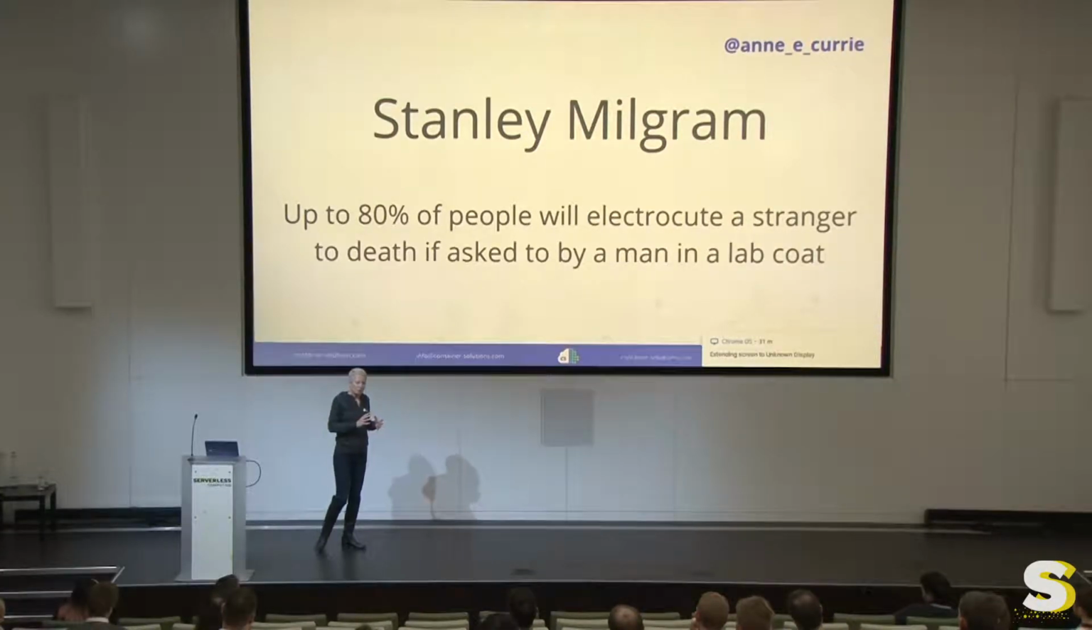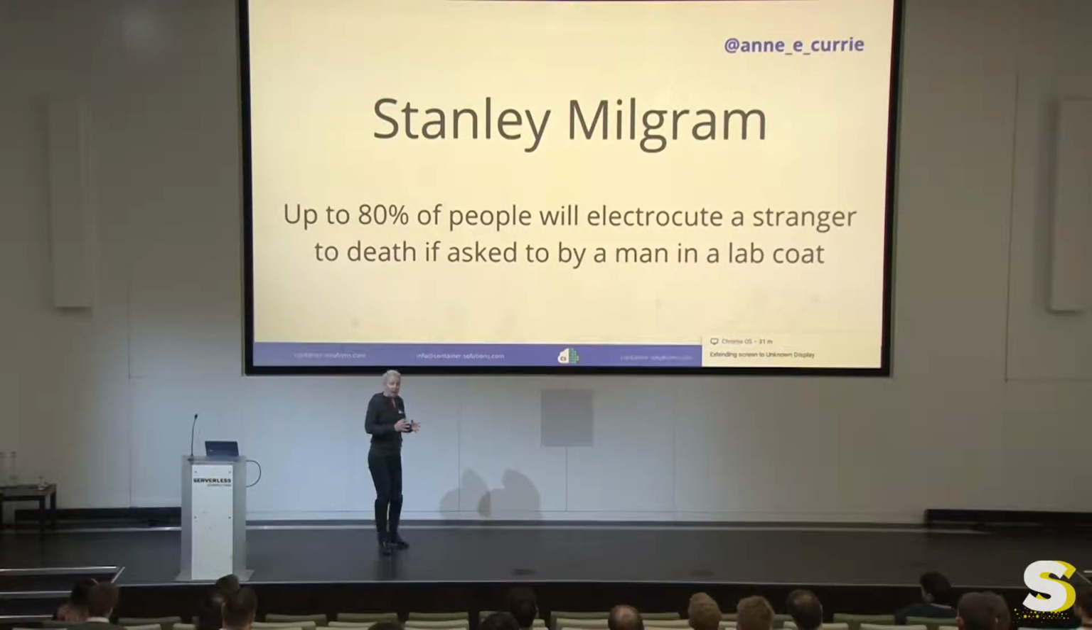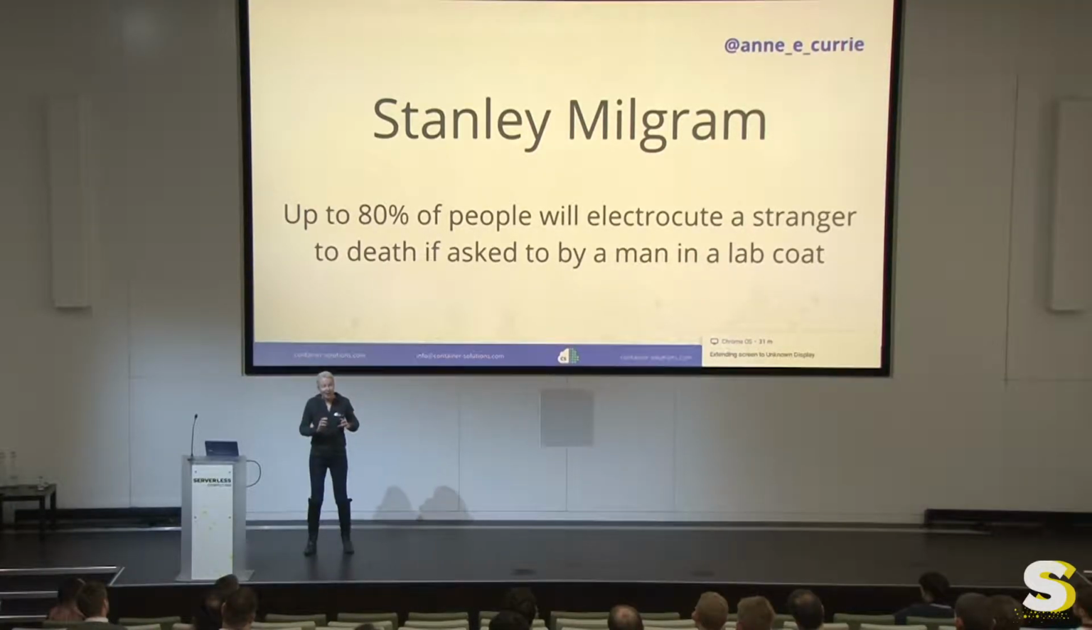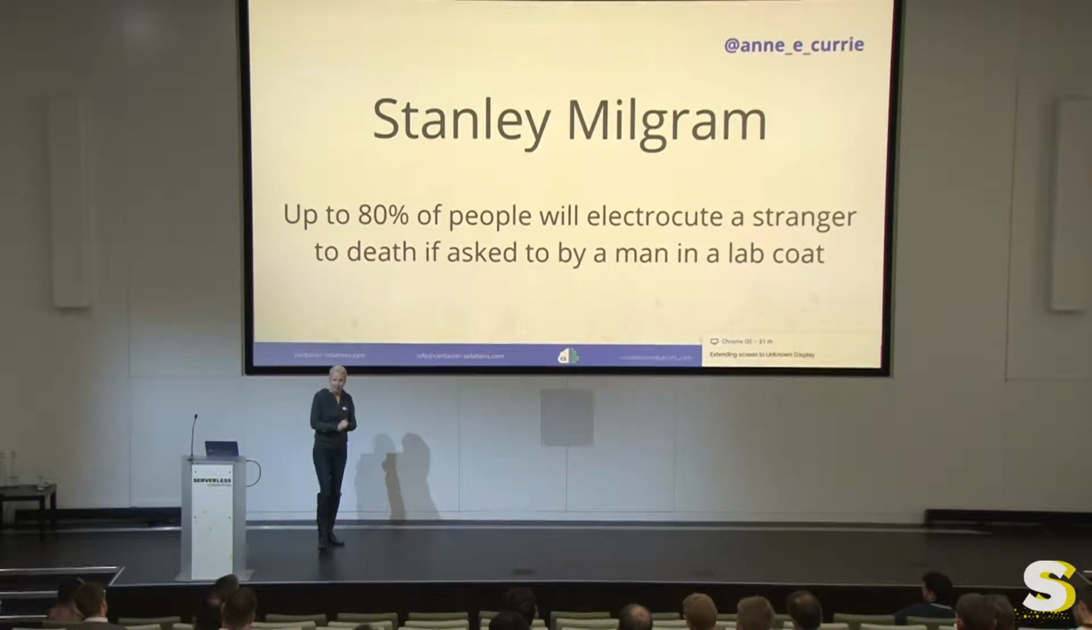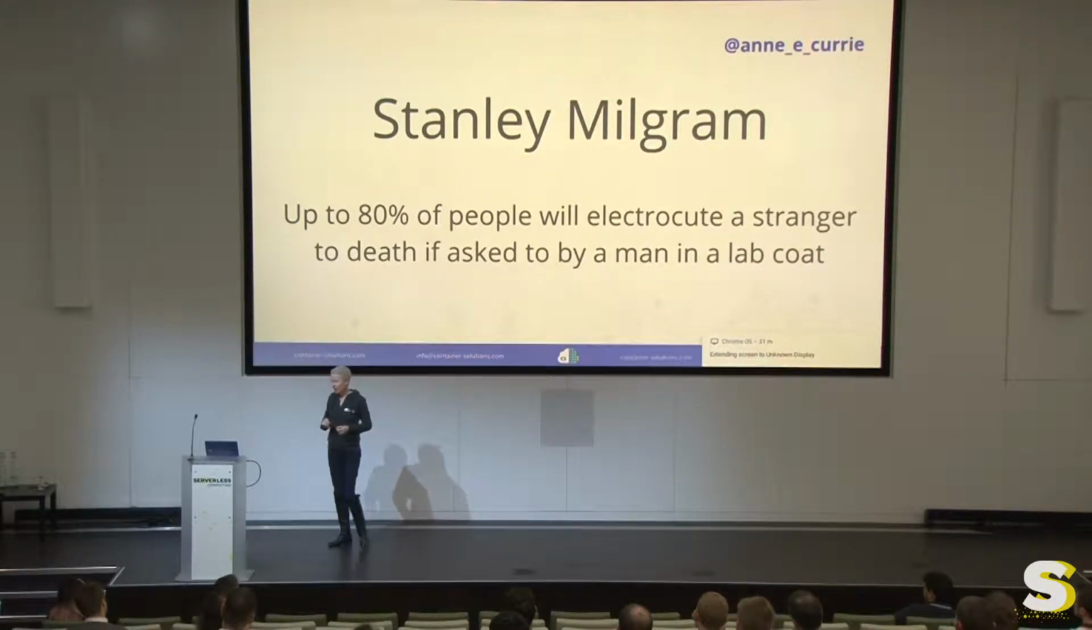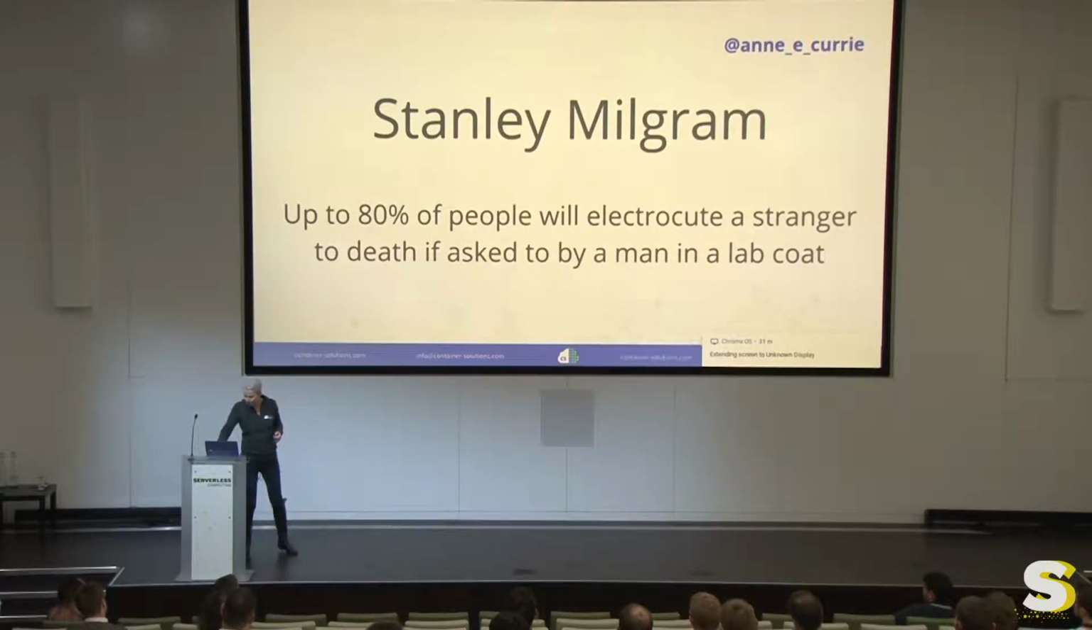This result was reproduced in different countries, at different times, in different cultures. Often up to 80% of people would electrocute somebody else who they knew to be perfectly innocent. They would give them a fatal electric shock because they were instructed to do so. Psychologists call this obedience, that humans are obedient, is the name they give to this phenomenon.